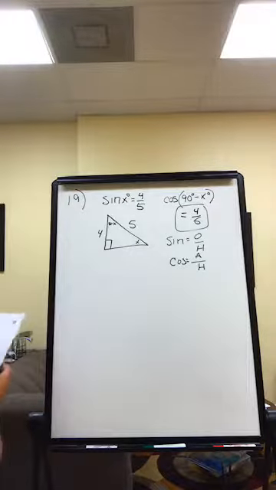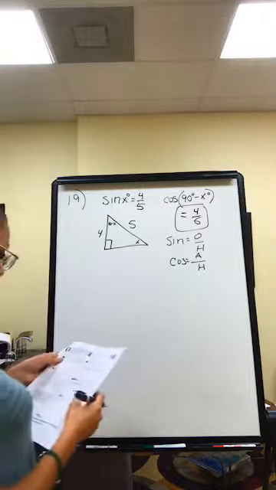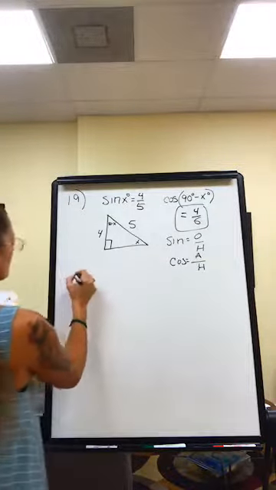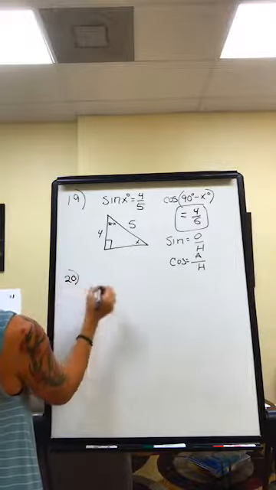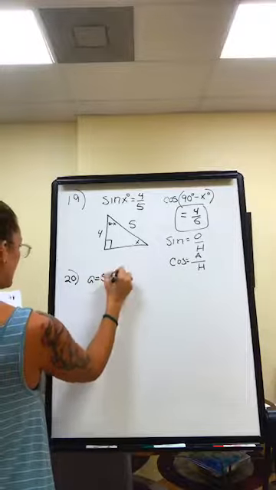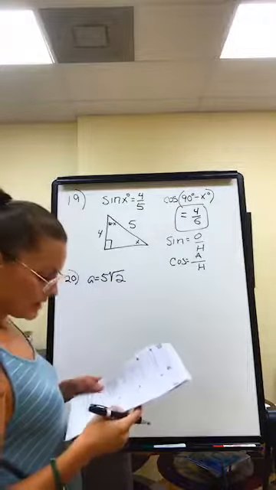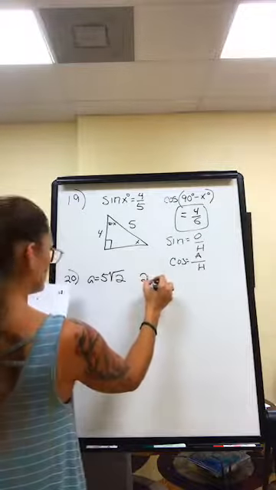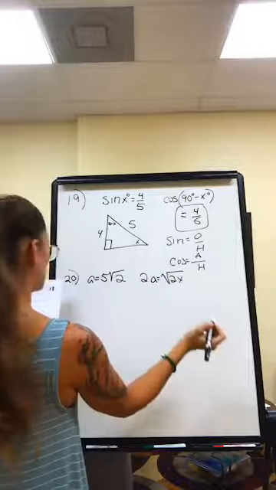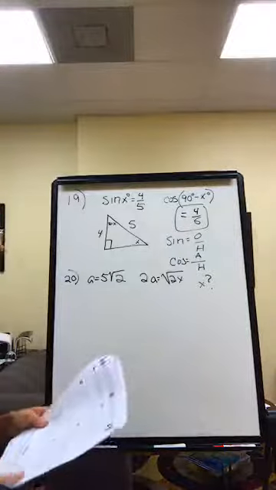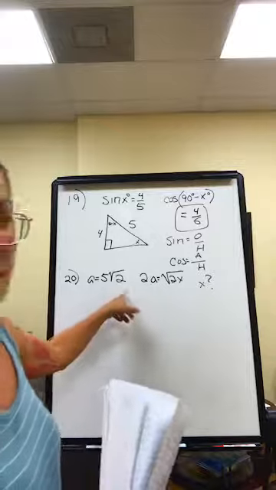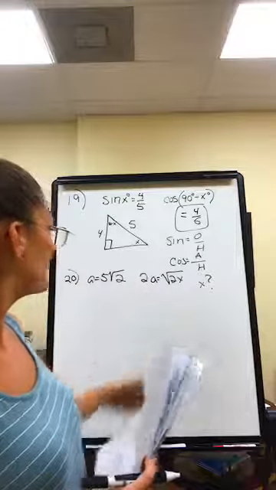All right, last one we're going to do is number 20, and then that's the end of this section 3. So if a equals 5 radical 2 and 2a equals radical 2x, what's x? This is pretty easy. All you do is take that a, they give you a numerical value for a, and just plug it in for a over here, and you'll solve for x.